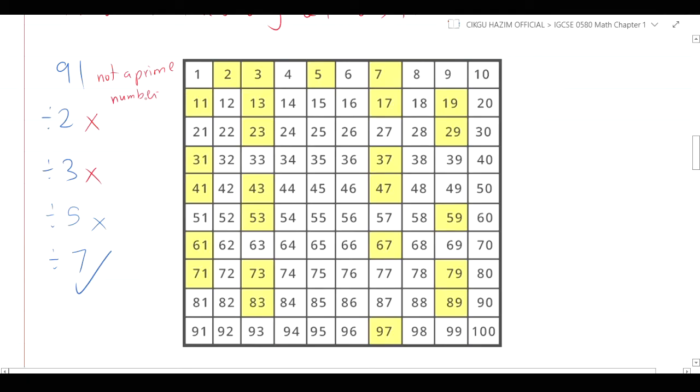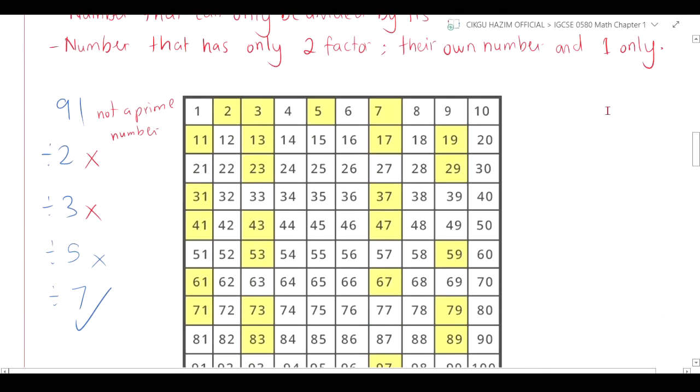So that's how you test if there is a bigger number. That's why I only ask you to memorize the smaller prime numbers: 2, 3, 5, 7, 11, 13. It would be already good enough. Okay? Alright, so I hope that you do understand that.